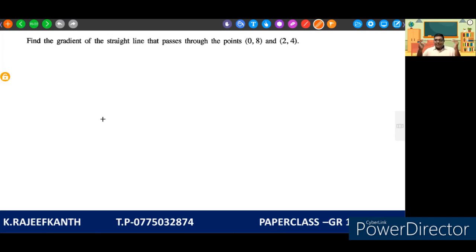Gradient is equal to difference of y coordinates over difference of x coordinates. Here we subtract 4 from 8. If you subtract 4 from 8, then you must subtract 2 from 0, right? You can't subtract 0 from 2. So here we have to subtract 2 from 0. Then 4 over minus 2 is equal to minus 2. Then the gradient is minus 2.